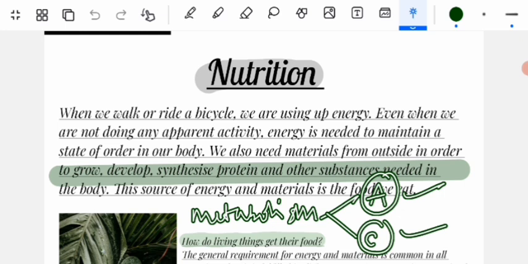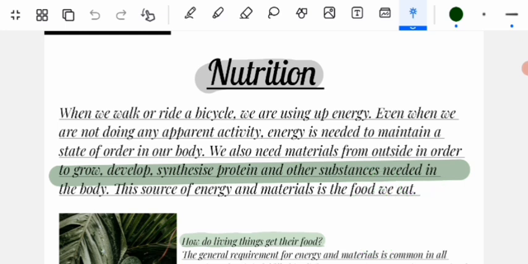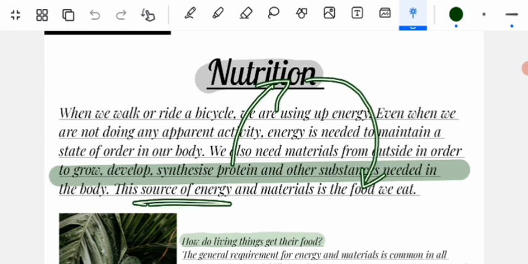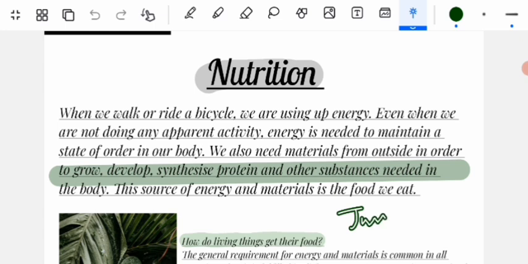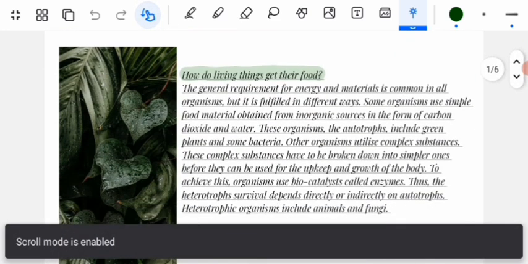Okay, and we also know that when we have to grow, when we have to develop, when we want to synthesize protein, we need some nutrition. This nutrition can be supplied by the food we eat, है ना? And also the source of energy is what? The food we eat. So what you have to say? A big no for junk food, है ना? है कि नहीं? हाँ. How do living things get their food?